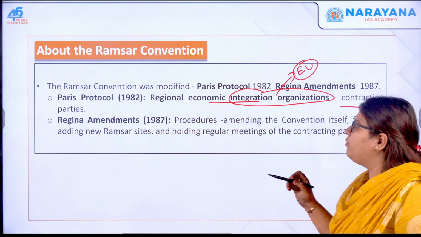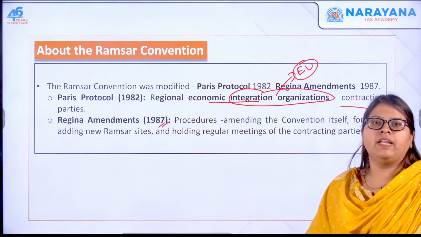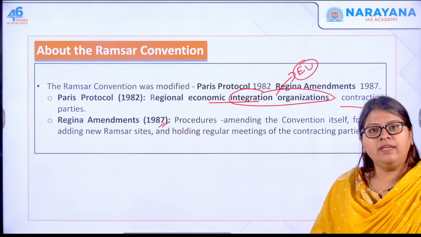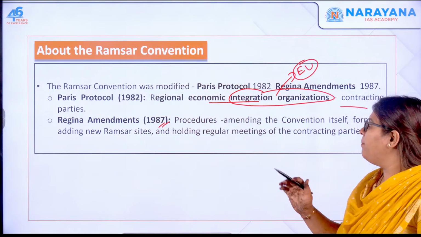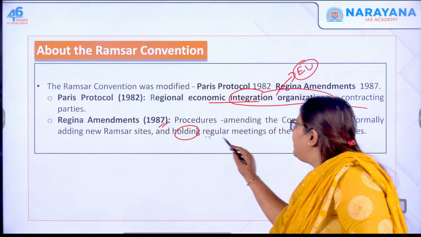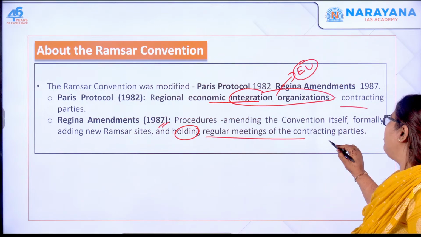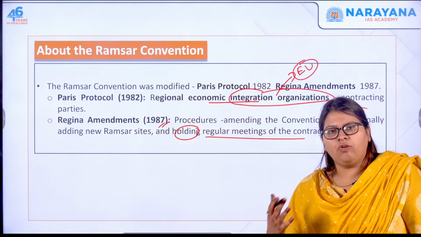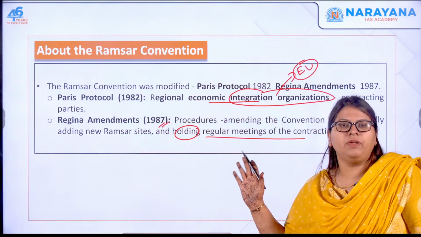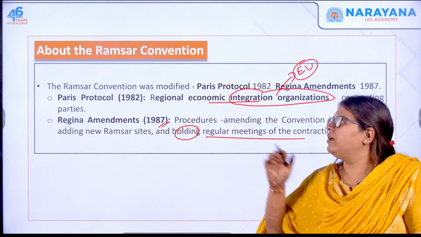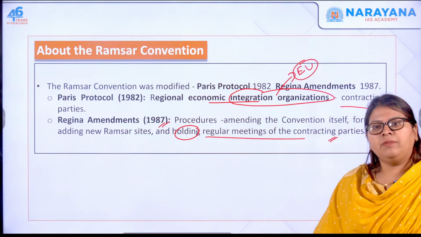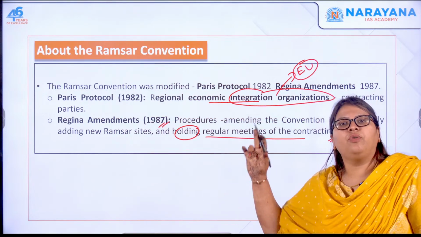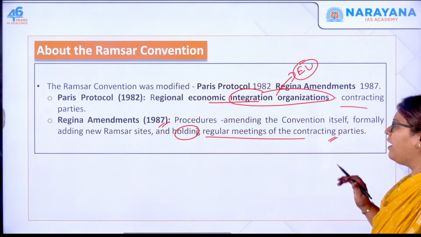And the next agreement was the Regina Amendment of 1987, which brought provisions to amend the convention itself, and it enabled holding regular meetings of the contracting parties. What is the meaning of amending the convention? In order to add new Ramsar sites, it had to be amended, right? So that is the Regina Amendment. Sometimes if they ask what the Paris Protocol or the Regina Amendment is associated with, you need to know it is with respect to the Ramsar Convention.